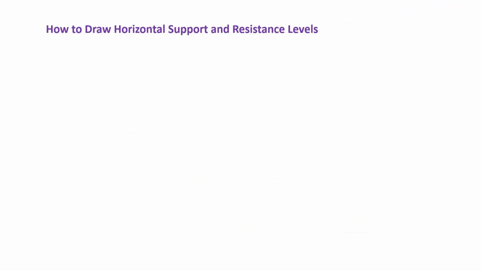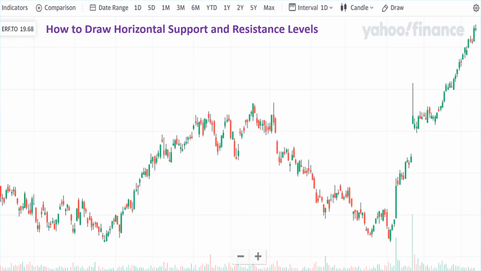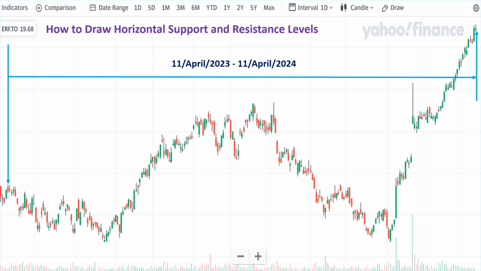How to draw horizontal support and resistance levels. In my analysis of ERF stock on a daily time frame, I have adhered to several key rules that I explained in detail in my previous slide to draw support and resistance levels effectively. Initially, I identified three significant horizontal levels over the past year.